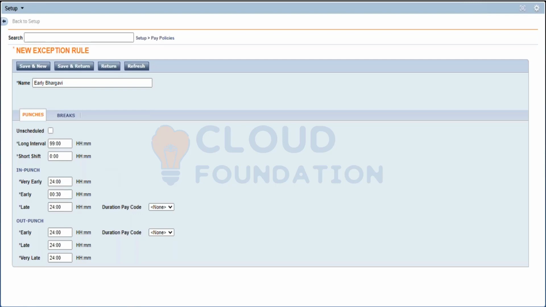The setup is fairly easy. I think I confused you. There could be scenarios where you're unscheduled and you're early to your shift. There could be scenarios where you're scheduled, and you're early to your shift, late to your shift, very early, or very late out. So these are all exceptions, the types of exceptions.